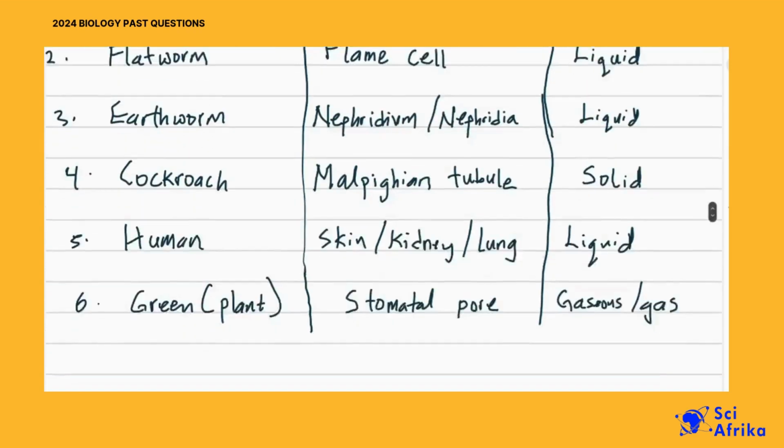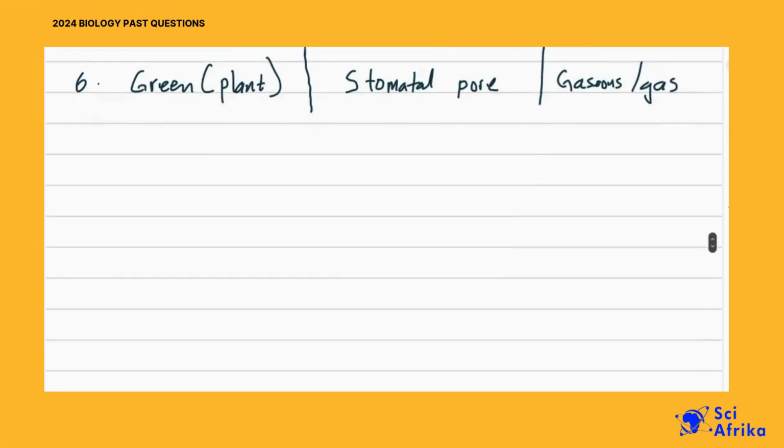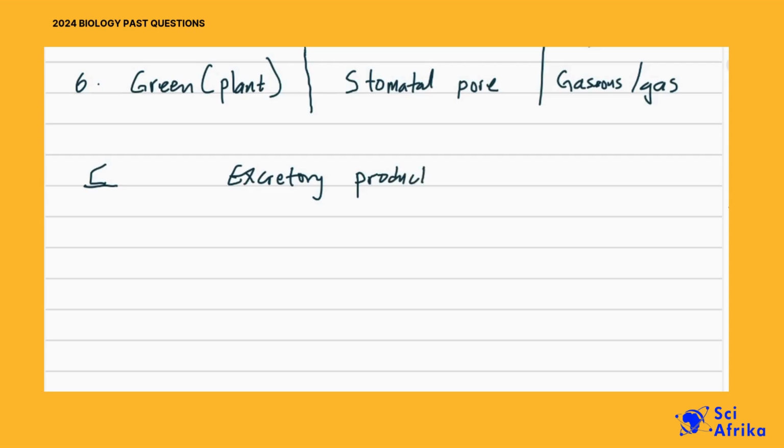So the next question we'll be treating is the C part of number 1. The C part of number 1 is telling us to mention the excretory products of plants. What this is trying to say is that we should mention those products that plants usually give out as excretory products. Number 1, the excretory products of plants. These are the products that plants give out during excretion.